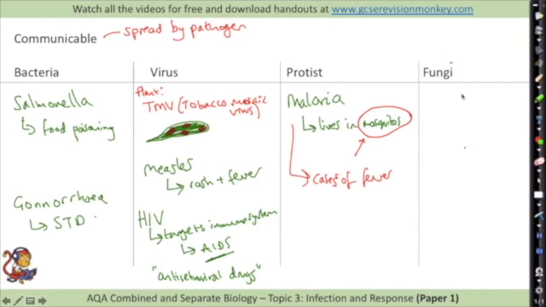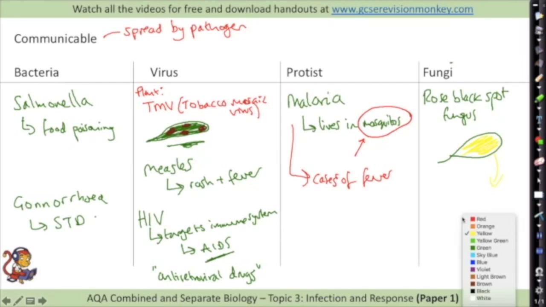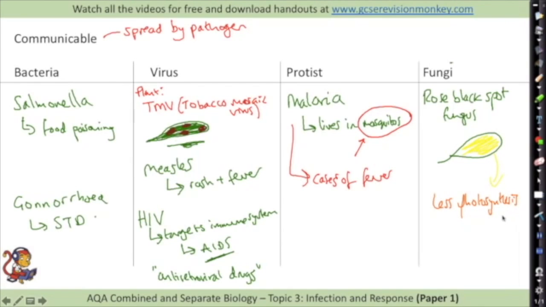You can get fungal infections in humans, for example, athlete's foot and things like that, but they want you to concentrate on one in relation to plants, and that is the rose black spot fungus. So just like the tobacco mosaic virus, with rose black spot, that targets the leaves. It causes them to go yellow and drop off the plant, and therefore the consequence of that is that the plant is performing less photosynthesis because that takes place in the leaves, and that affects the growth of the plant.